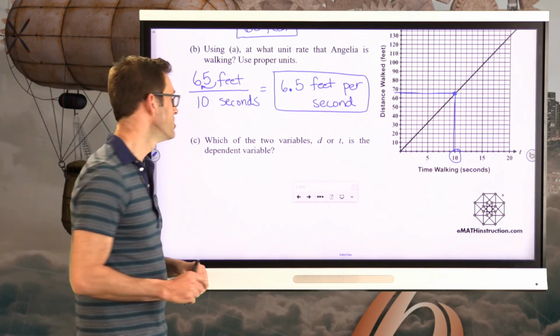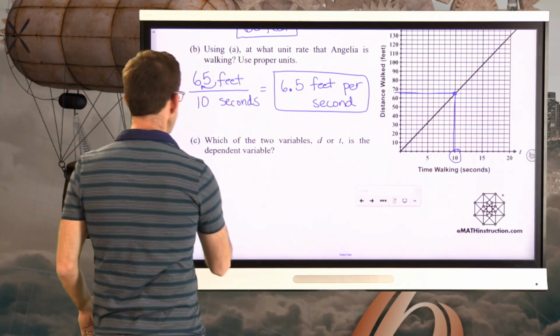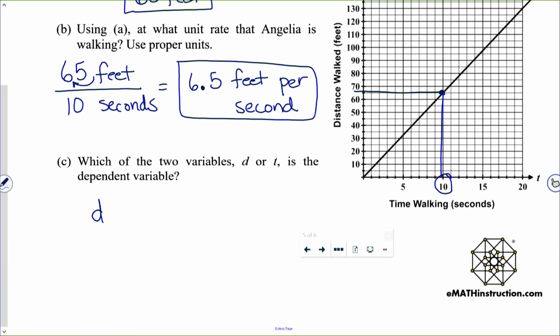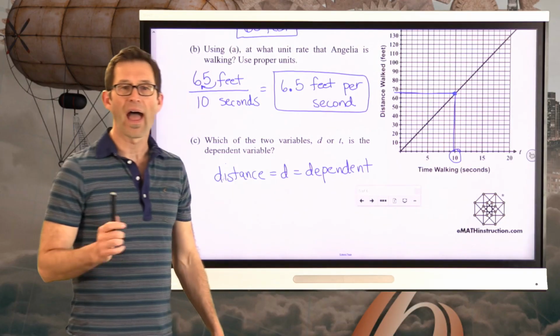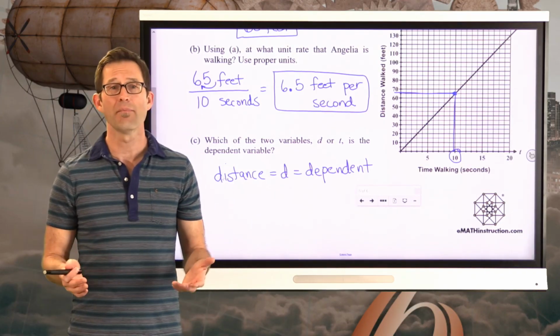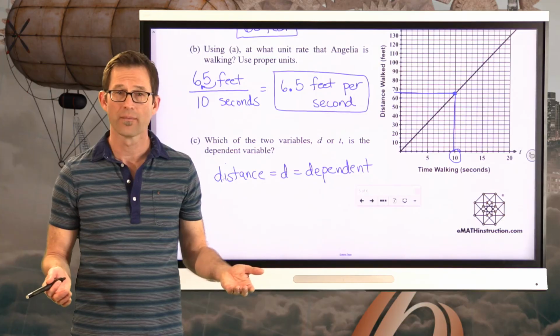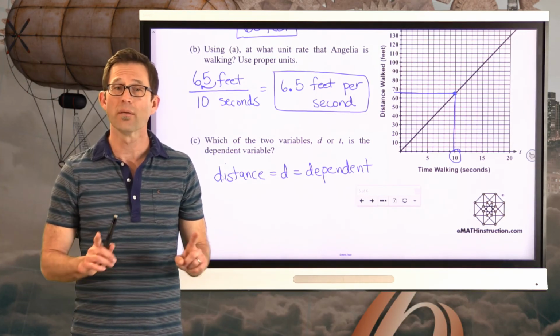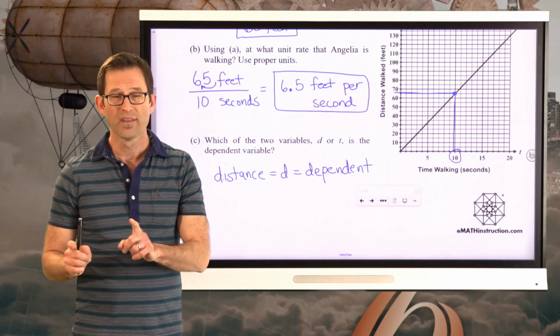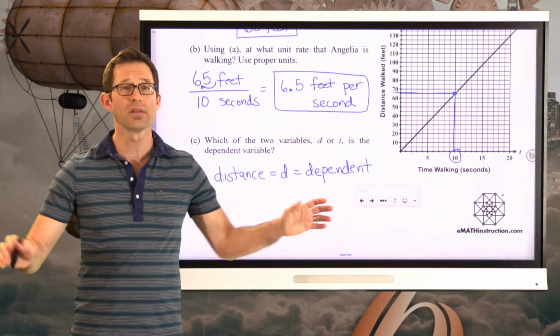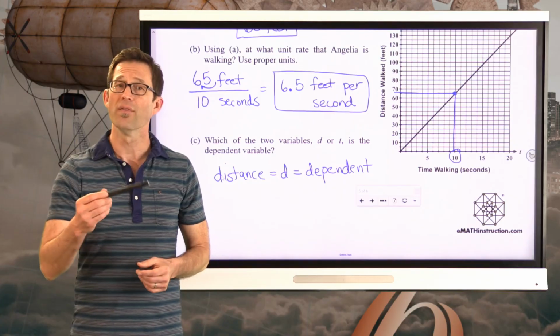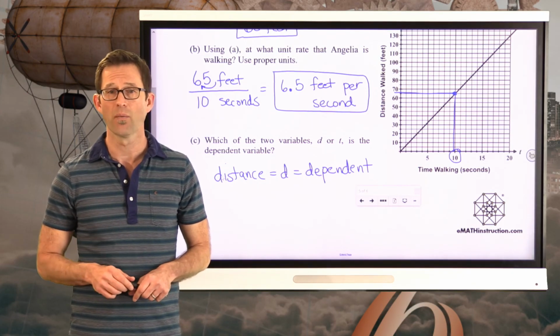But in this situation, the dependent variable is the distance. I'm going to write that out, distance d. And it's not because it begins with the letter D. It's because literally how far she's walked depends on how long she's been walking, right? How far she's walked depends on the amount of time she's been walking. So time is independent. It just kind of goes on, but the distance, the other variable, is the dependent one.